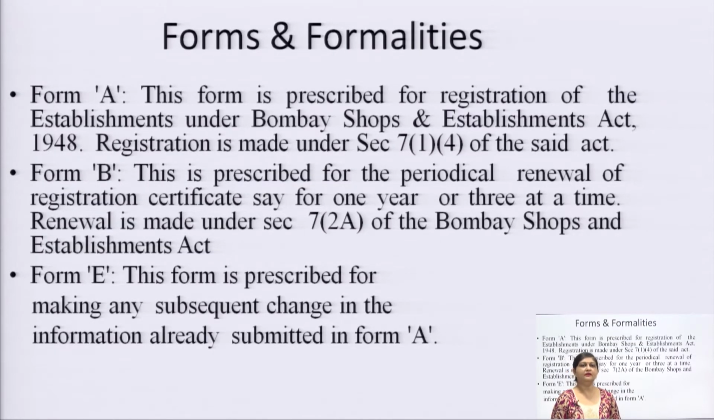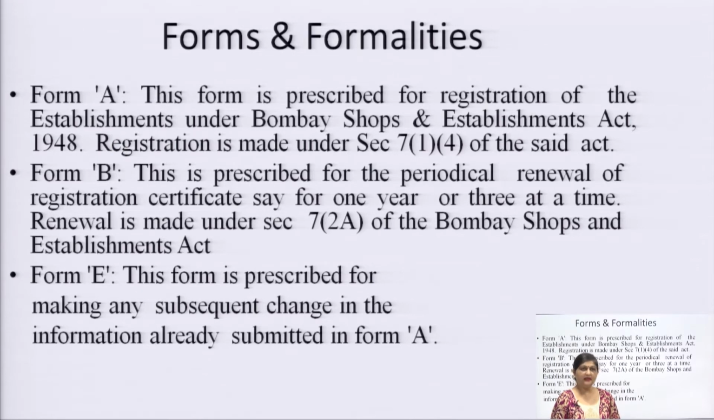Now, to start with, any shop or establishment where the number of workers is less has to go through certain formalities and fill certain forms, which are given as Form A, Form B and Form E. They are respectively for various formalities to be fulfilled. Form A is prescribed for registration of the establishment under the Bombay Shops and Establishments Act 1948. Registration is made under section 7 subsection 1 and 4 of the Act.